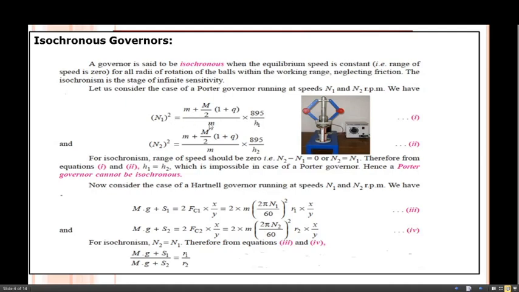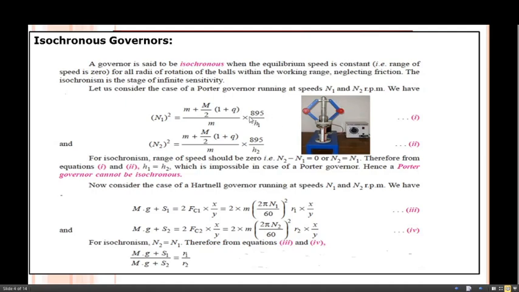In this case, when the speed of the governor increases, what will happen here? The radius of rotation changes, which means the height will change. From the minimum radius of rotation to the maximum radius of rotation, the variation in the radius of rotation takes place. At the same time, the variation in the height will take place.